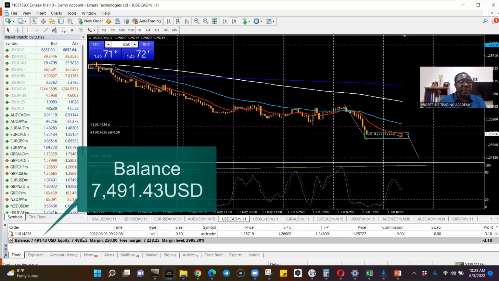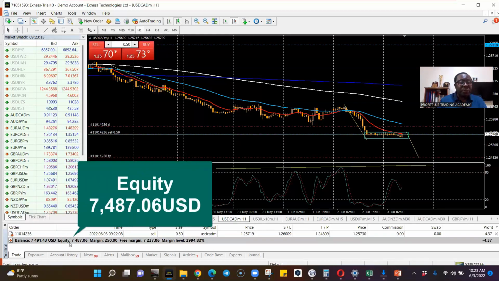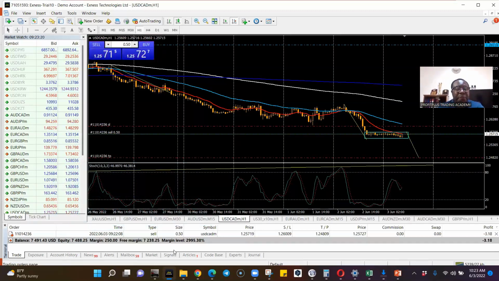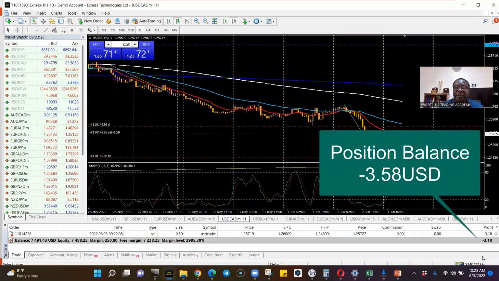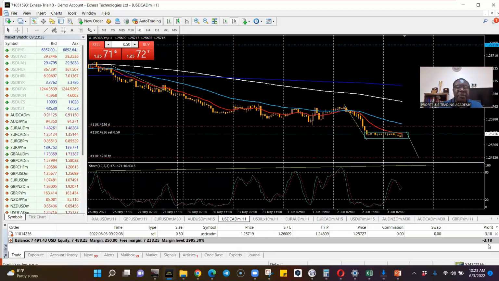$7,491 thereabouts. This is the equity. This is the position. This is the equity. All right. And now you are seeing the negative balance here. So this your position balance of -$358. All right. So if you add this -$358 to this equity, look at the balance. Balance 7491. Equity is 7488. All right. You can see it's less than this by -3.8.